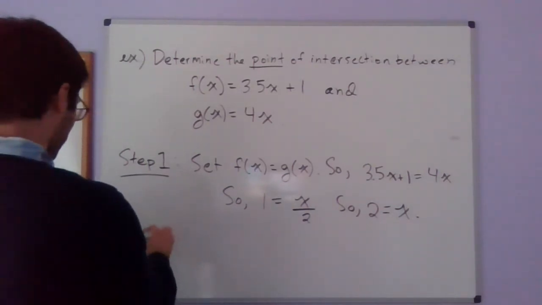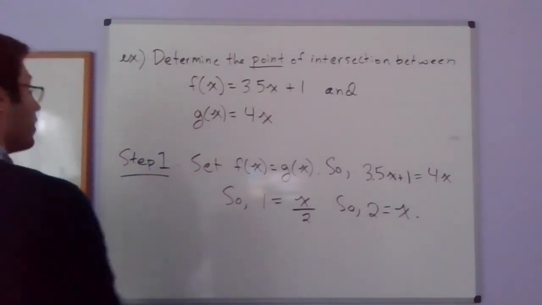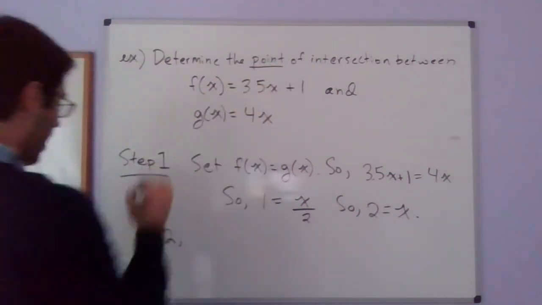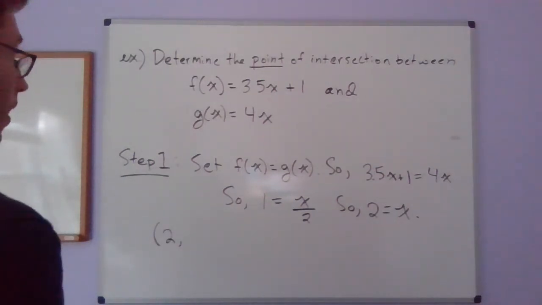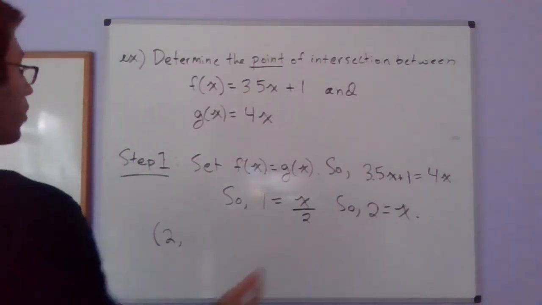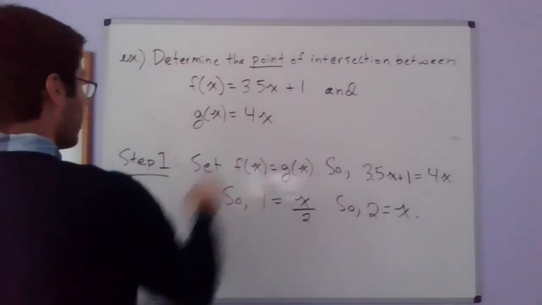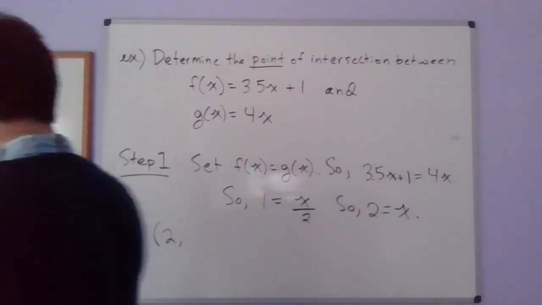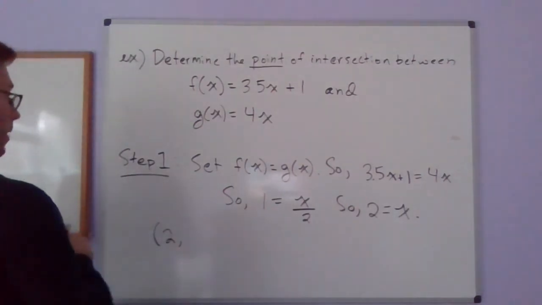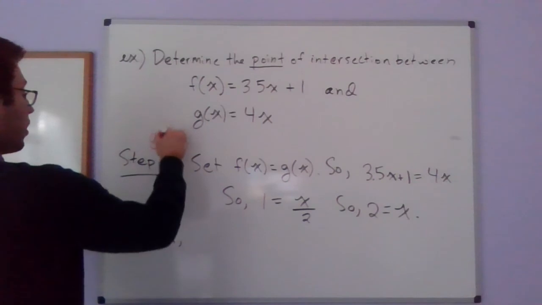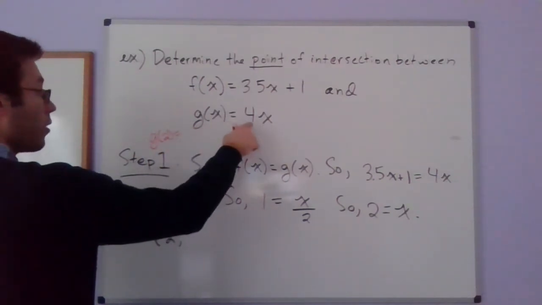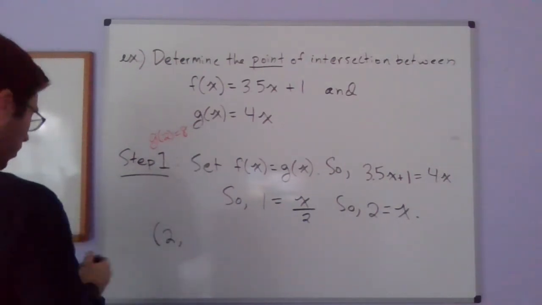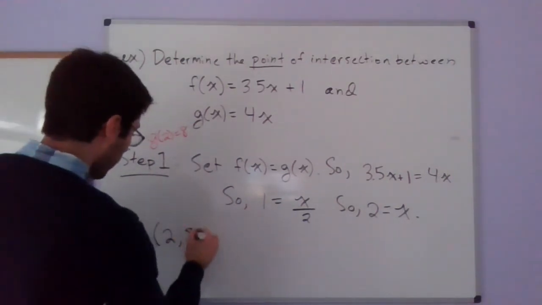Now, it's asking for a point of intersection. So my x-coordinate is 2. Halfway done. That's my halfway point. What is my y-coordinate? It doesn't matter which function I plug it into. That one looks easier. So I know that g of 2 right here would be equal to 4 times 2, so that would be 8. So my y-coordinate would be equal to 8.